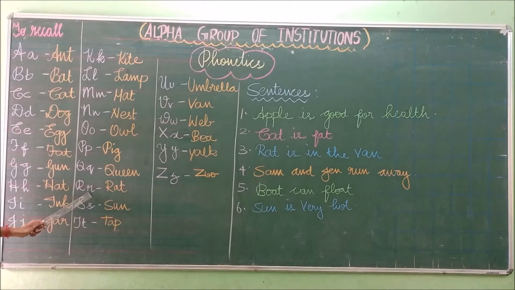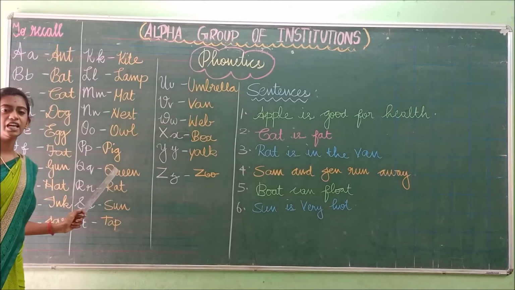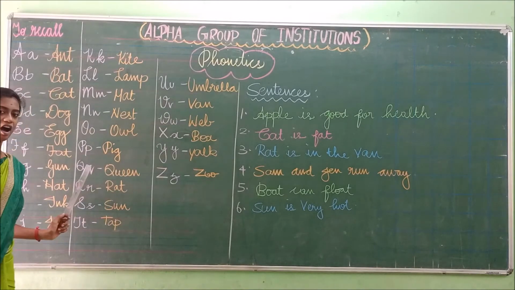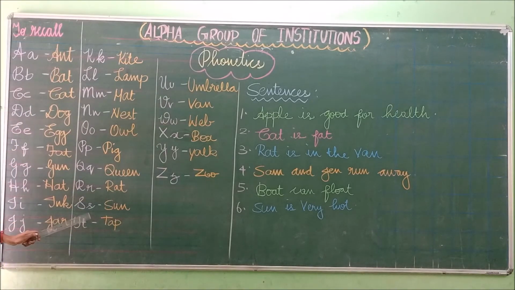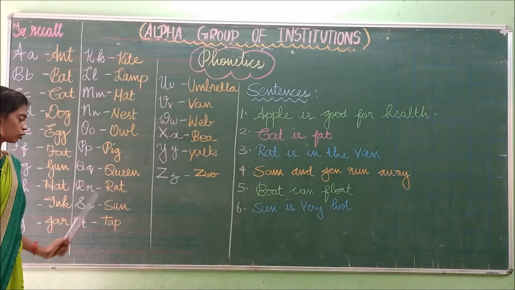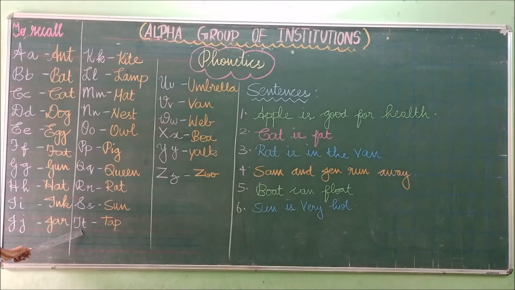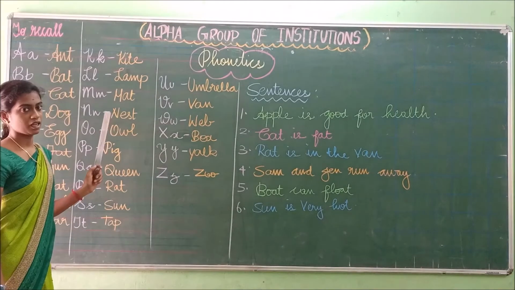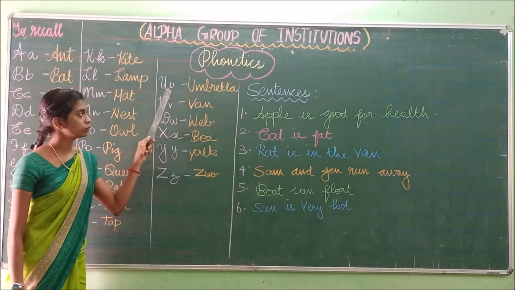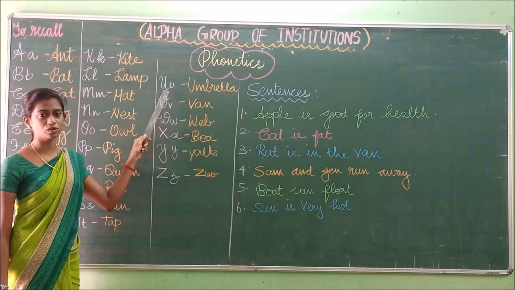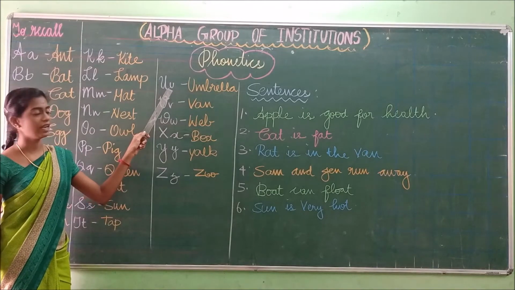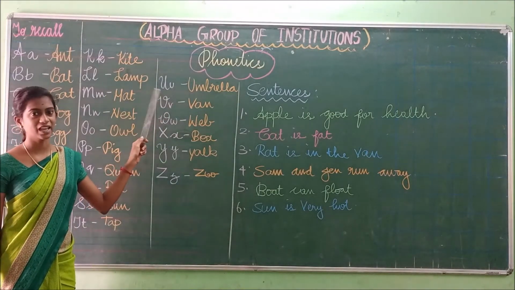And the next one, R. What is the sound of R? The sound of R is R. And next one, S. The sound of S is this. And the next letter is T. It sounds as T. And the next one is U. It sounds as A.